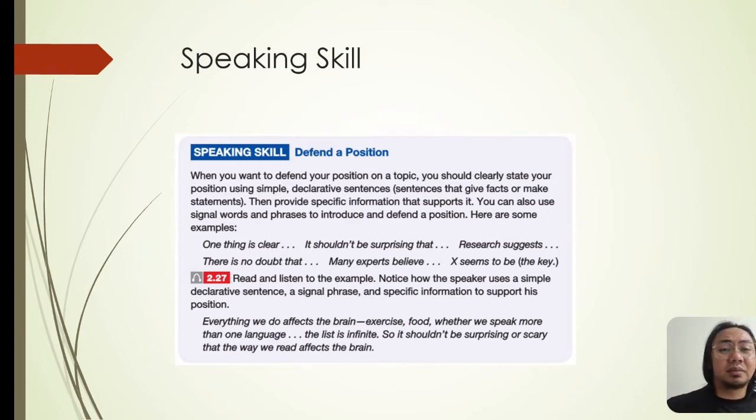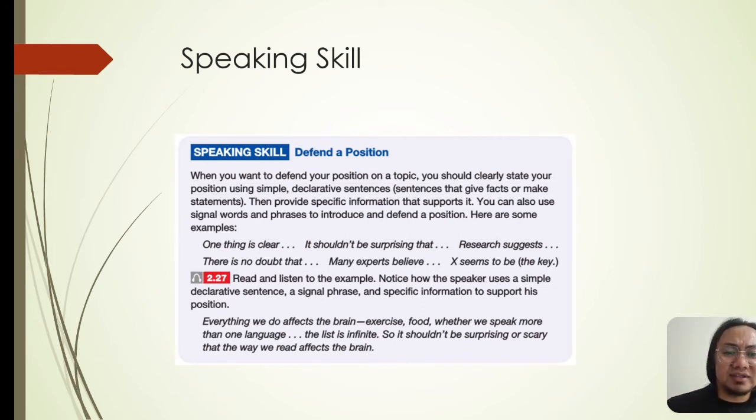Some of the examples are: one thing is clear, it shouldn't be surprising that, research suggests. Now we are going into the proof, the evidence on how you're going to support your stand.